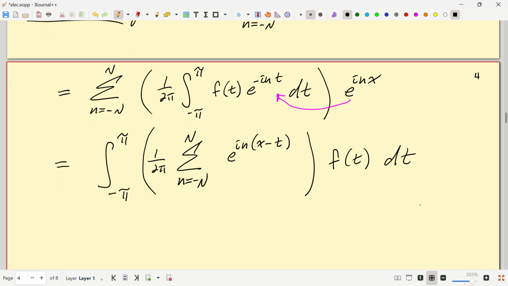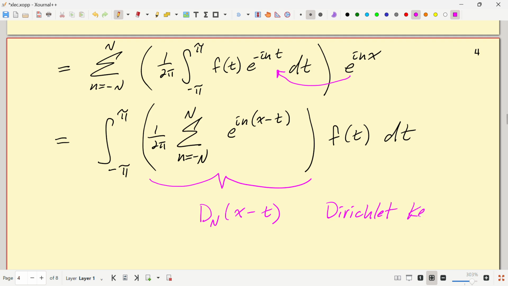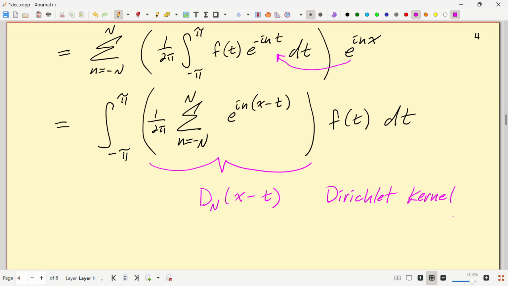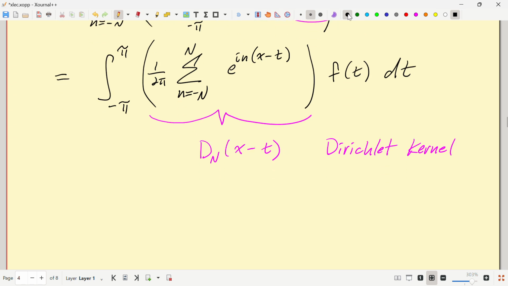In fact, oh my gosh, this is a geometric series. And so it's going to be summable. This is a famous thing called the Dirichlet kernel. And it's Dn of x minus t. The famous Dirichlet kernel. Dirichlet was one of the teachers of Fourier. Okay, that's exciting. And in fact, the Dirichlet kernel is easy to analyze because it's just a geometric sum.